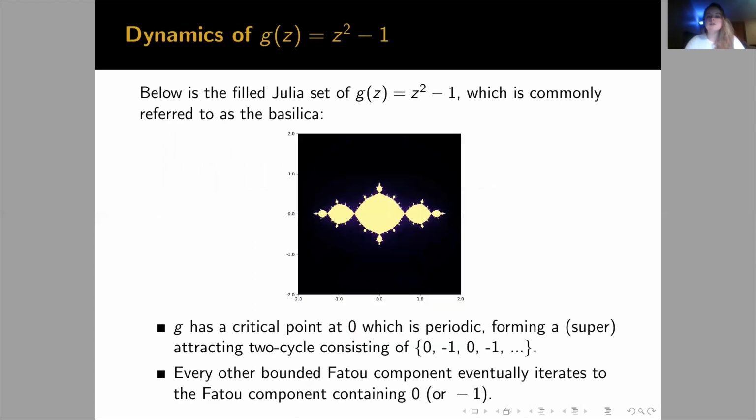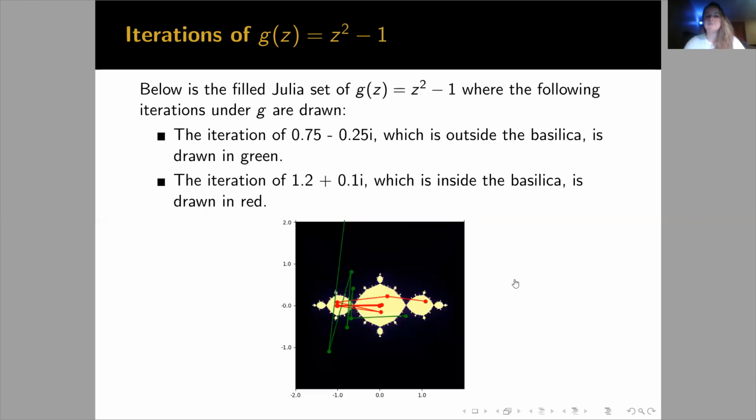For the function g(z) equals z squared minus 1, the Phil-Julia set is represented on the slide and it is commonly referred to as the basilica. What is important about g is that it has a critical point at 0, which is periodic, forming a super attracting two-cycle consisting of 0 and -1, since g(0) equals -1 and g(-1) equals 0.